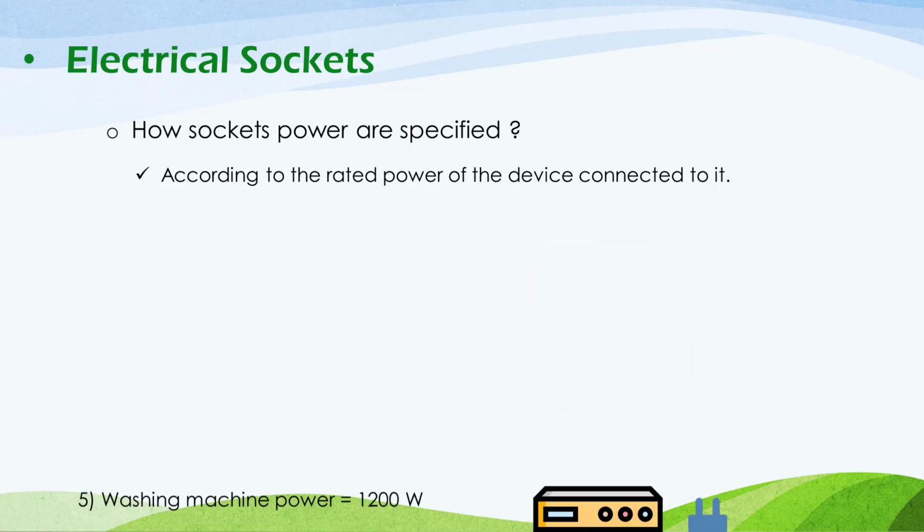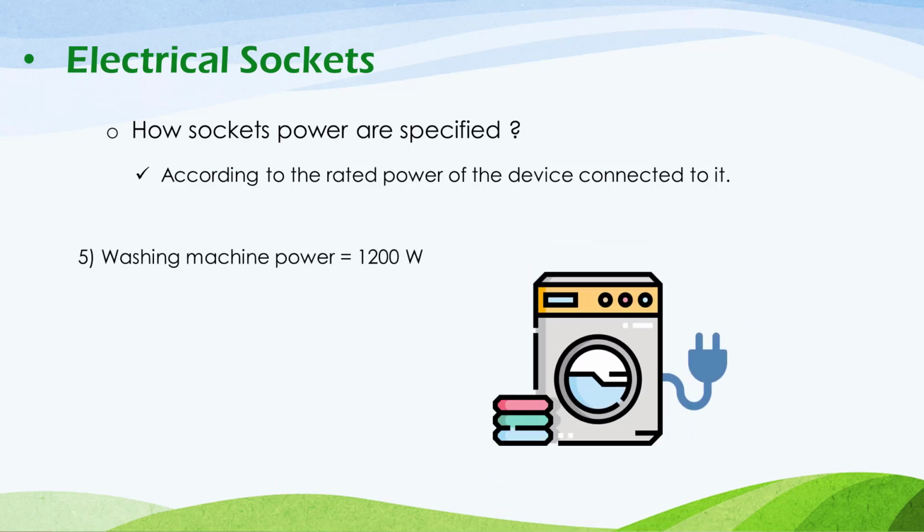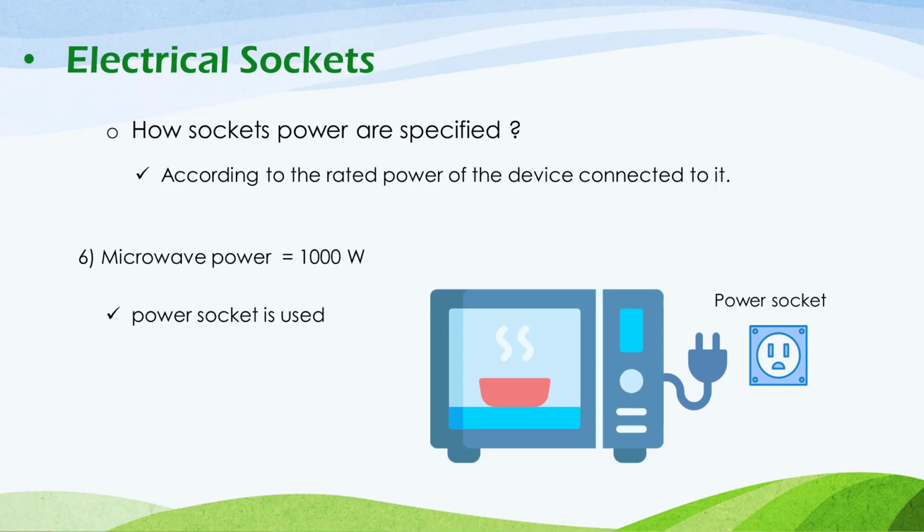And the same thing also for the washing machine, as the washing machine consumes a power of about 1200 watt, which is also larger than 1000 watt, hence the power socket is used for the washing machine. And also the fifth device which we face frequently in the socket design is the microwave, and it consumes a rated power of about 1000 volt ampere. In that case, it's recommended to use a power socket to feed this microwave. So that's for the different electrical loads and the sockets which are suitable to feed them.